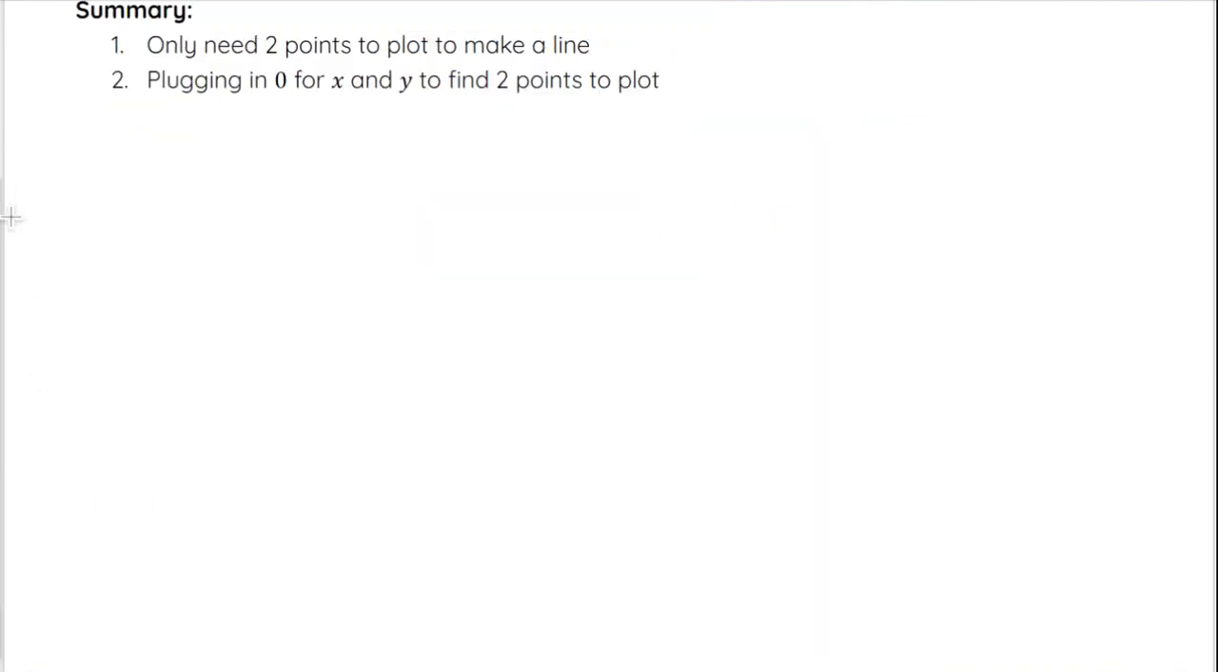So in quick summary, we only need 2 points to plot to make a line, and we plug in 0 for x and for y, and that's going to give us those 2 coordinate points. So that will give us 0, some y value, and then x, 0.